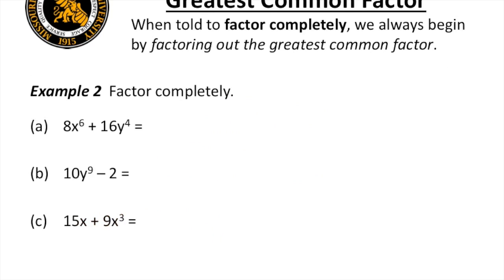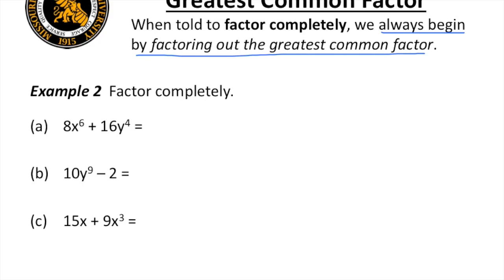Being able to determine the greatest common factor is extremely important when we're asked to factor completely. When told to factor completely, we always begin by factoring out the greatest common factor. So consider example 2a, in which we're adding two terms. We're being asked to factor completely, which means that we need to write this as a product.